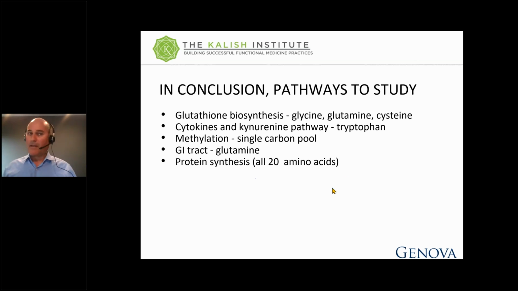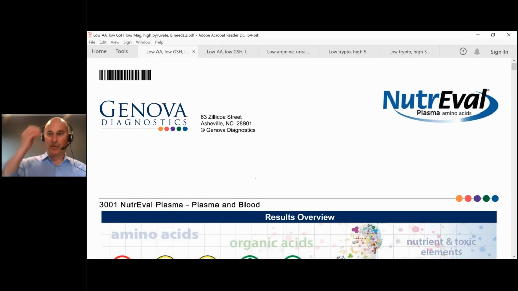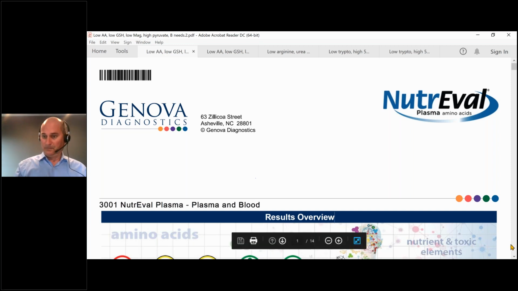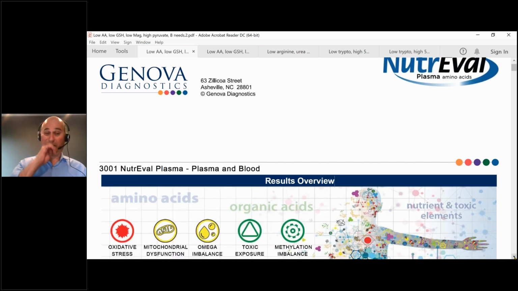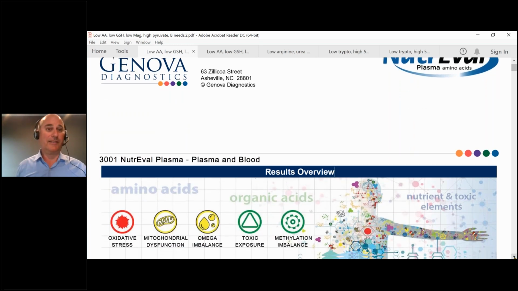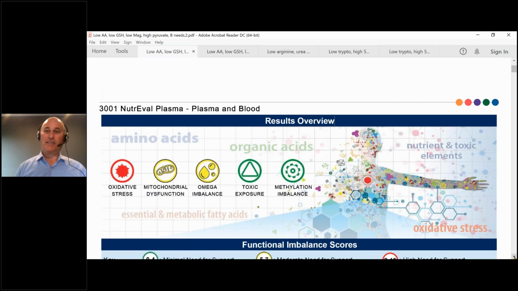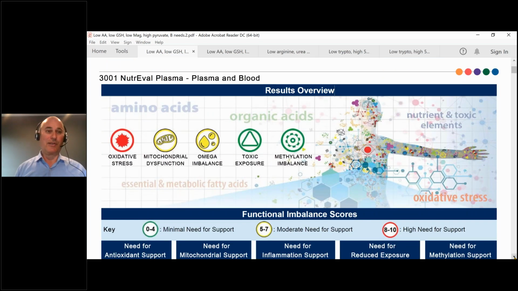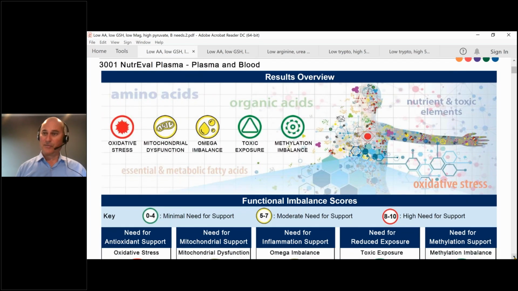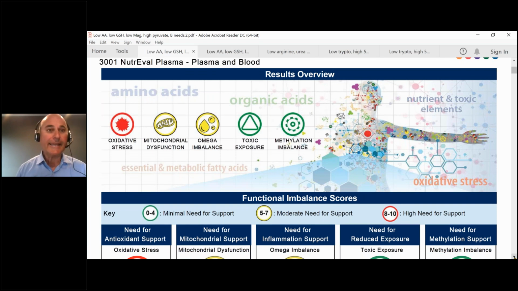So now, I know that was a lot of information, but I want to try to ground the whole thing now by showing you some lab examples so you can see how this plays out in real life. This is a Nutrival from Genova, and I want to thank Genova for helping put this workshop on very much. They have a great team, and I so enjoy working with them and supporting their cause as well.